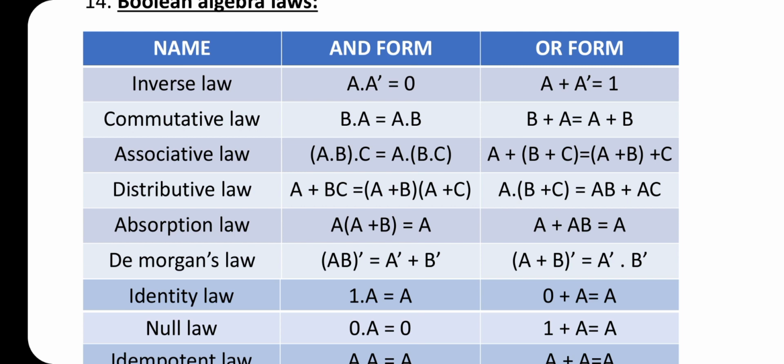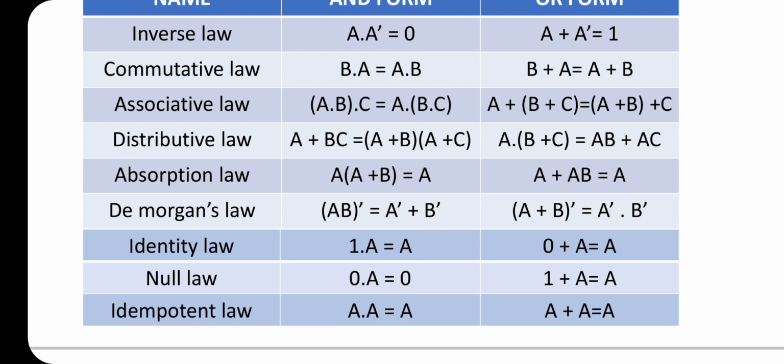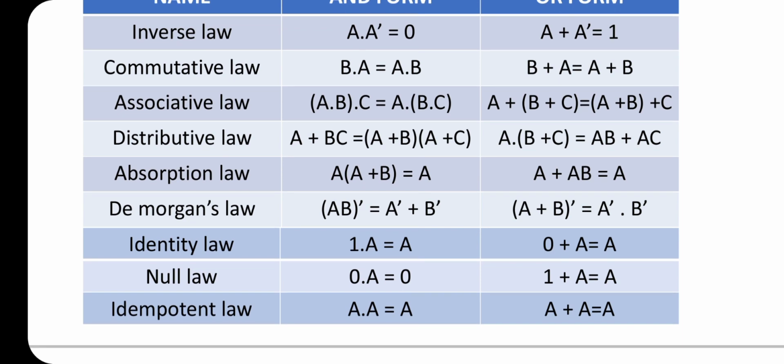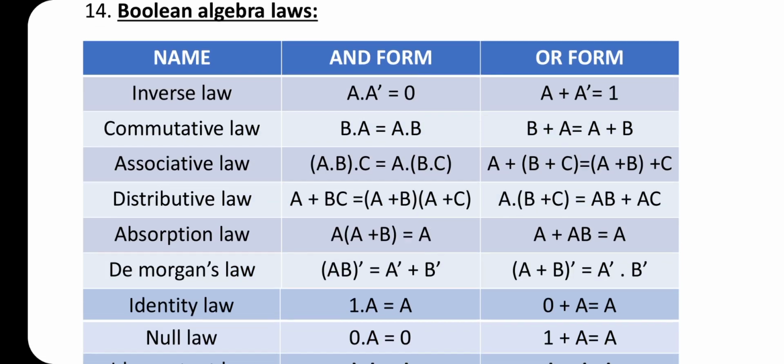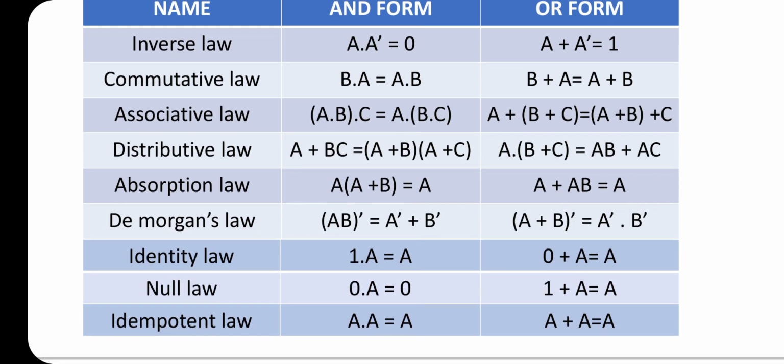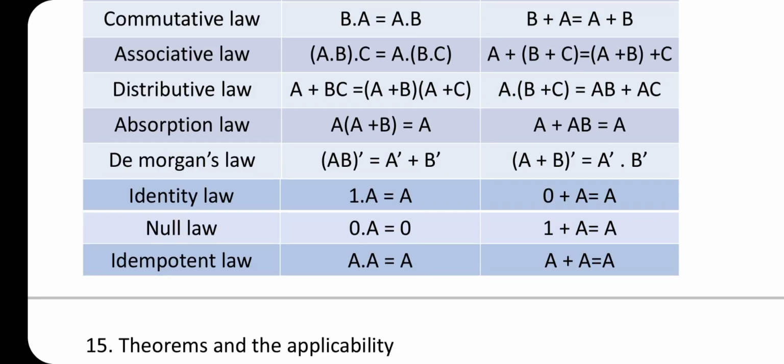De Morgan's law. AB whole bar equal to A bar plus B bar in AND form, and A plus B whole bar equal to A bar into B bar in OR form. Identity law. 1 dot A equal to A in AND form and 0 plus A equal to A in OR form. Null law. 0 dot A equal to 0 in AND form and 1 plus A equal to 1 in OR form. Idempotent law. A dot A equal to A in AND form and A plus A equal to A in OR form. These laws will help us to reduce the Boolean equations.